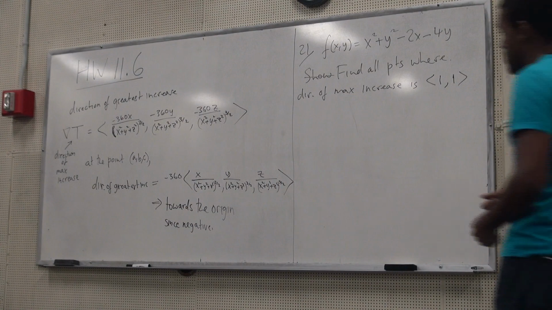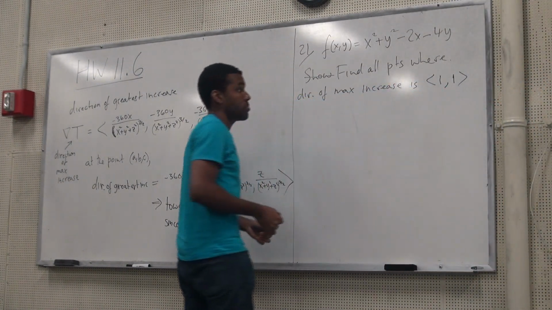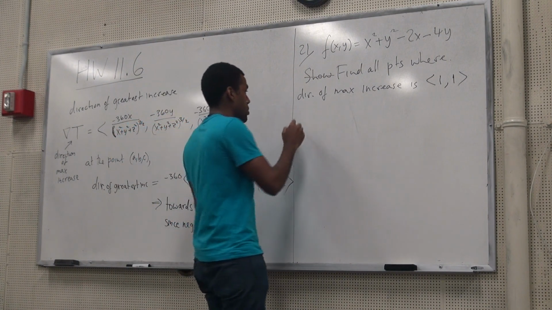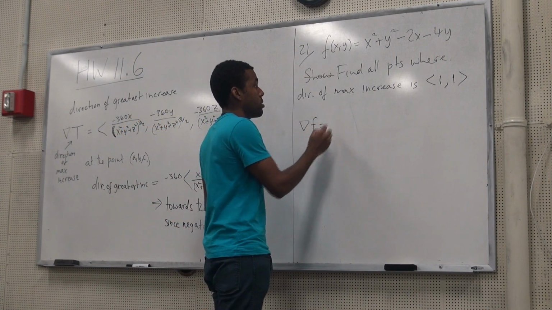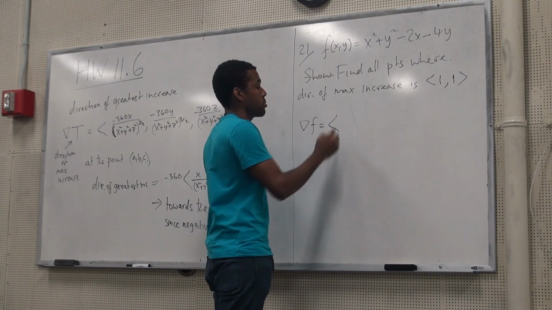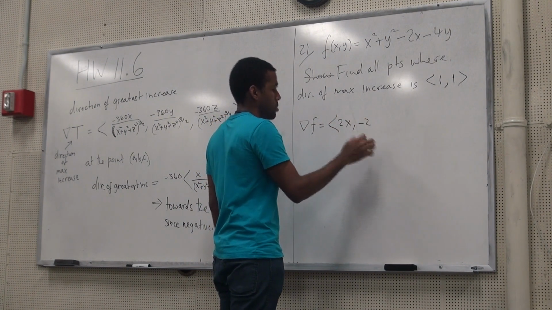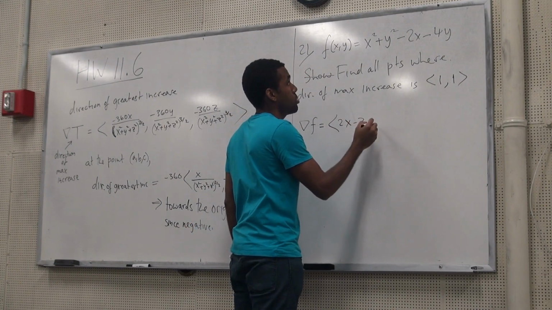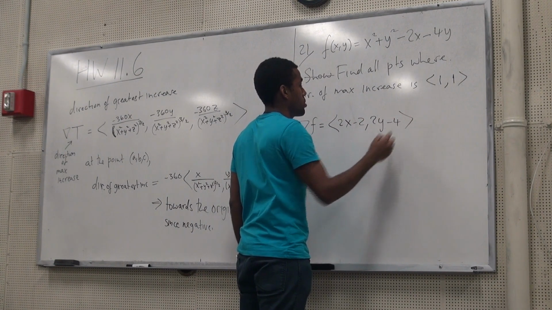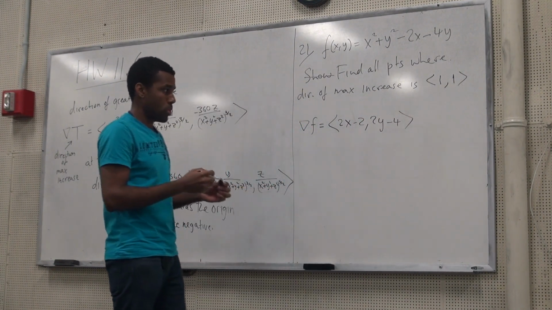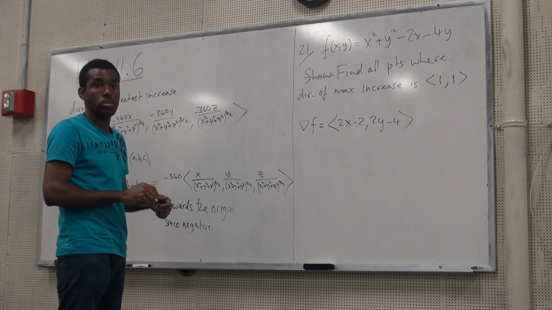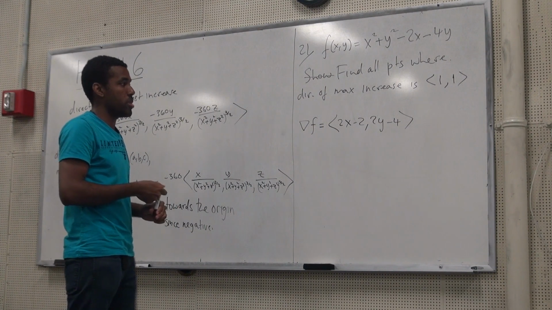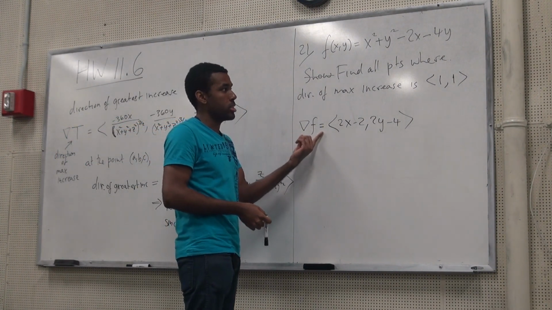How do you find that? I found the gradient. Right, the gradient is the direction of max increase. So you find the gradient, you get what? 2x minus 2, 2y minus 4. So what do we need here? The direction. I want to find all points where the direction of max increase, i.e. this guy, is that guy.